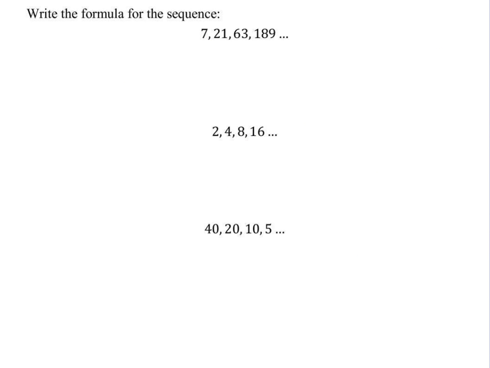The directions on this one say write the formula for the sequence. So we've already done that a couple times. All you got to do is remember the formula. A sub n equals a sub 1 times r to the n minus 1 power. It's that easy. Now they're giving you pretty much everything you need to know here. Only thing you got to figure out is what?